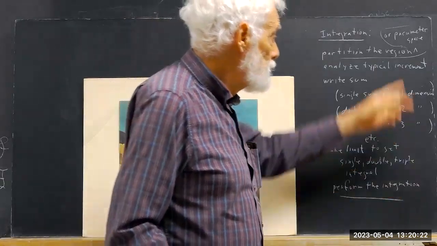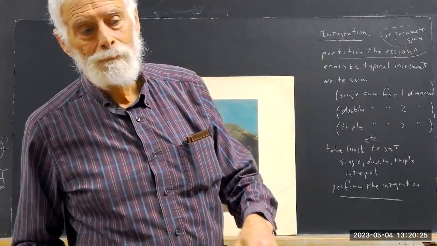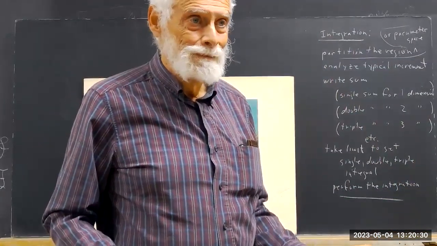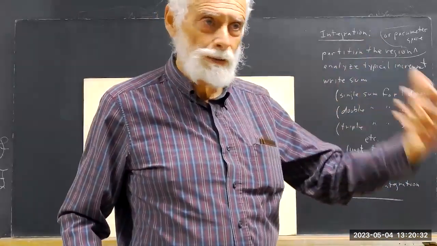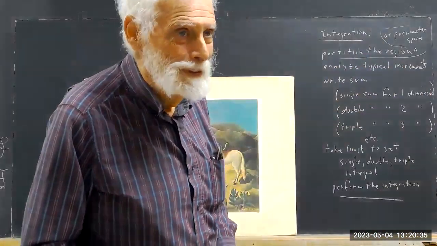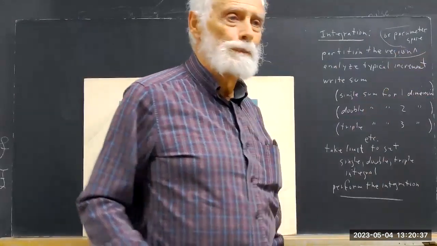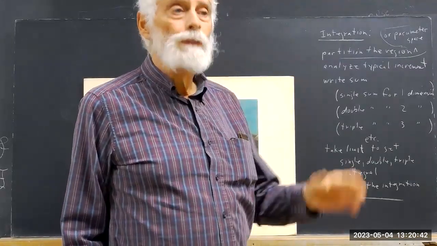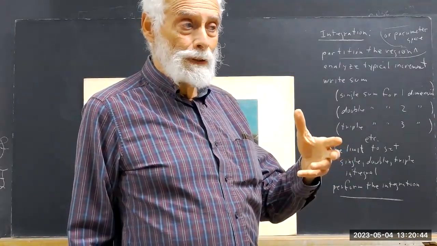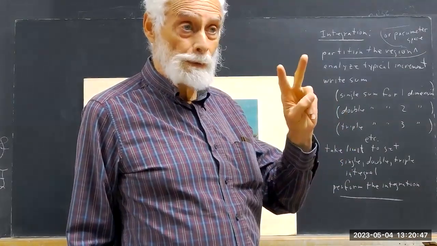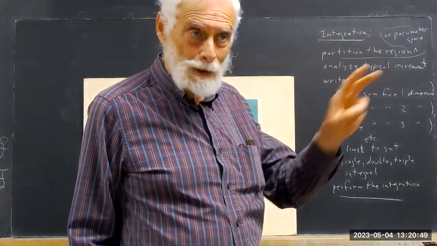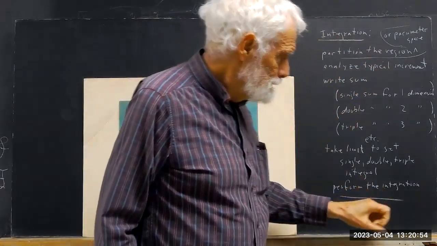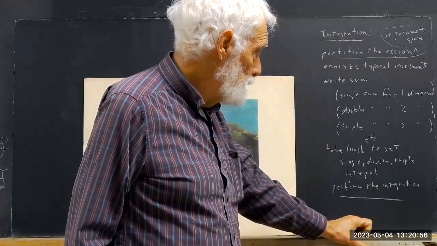If it happens to be a two-dimensional surface in three dimensions, or four, five, or more, you're going to need to parameterize. If you've got a surface, you're going to be able to parameterize it with two parameters. And we've seen examples of that in recent weeks.